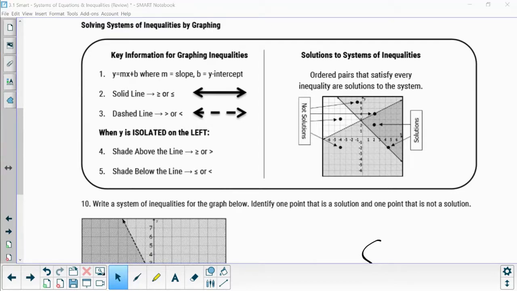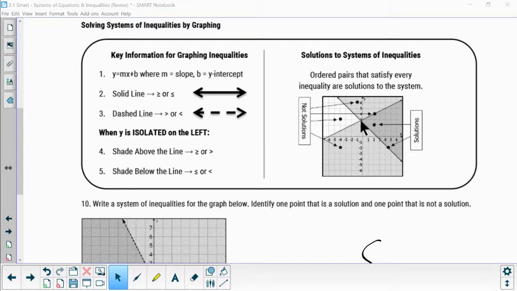Next, let's talk about solutions to systems of inequalities. In order to be a solution, it has to satisfy every inequality in the system. So the shaded area where you have an overlap is where your solutions are going to lie. Now, the borders of that shaded area also contain solutions if it is a solid line. So notice that the point that is lying on the solid line border is a solution, but the point that is lying on a dotted border is not a solution.